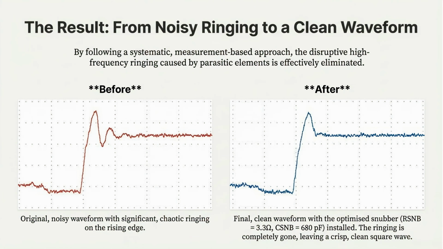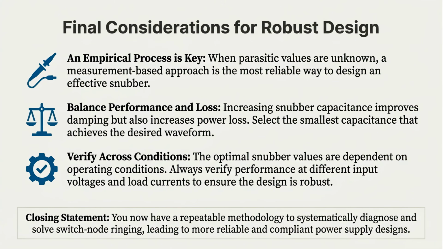By installing the optimized snubber, the disruptive high-frequency ringing is eliminated, transforming the noisy waveform into a crisp, clean, square wave. Finally, remember that an empirical, measurement-based approach is key when parasitic values are unknown. Always balance performance and loss, and verify performance across different operating conditions to ensure a robust design. You now have a repeatable methodology to systematically solve switch node ringing.